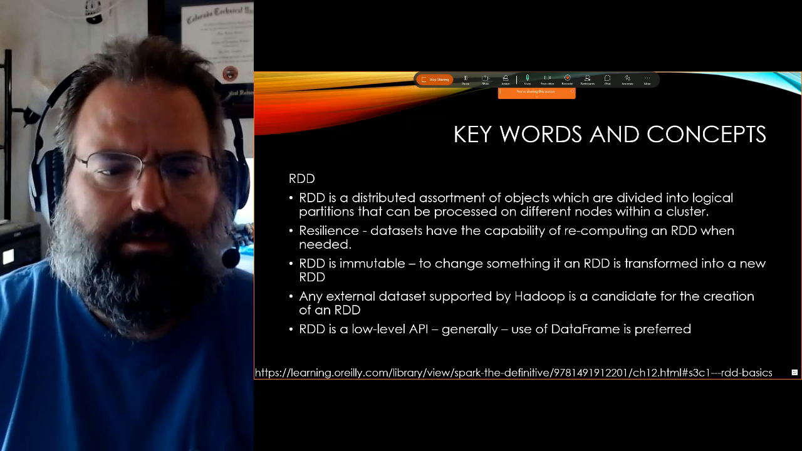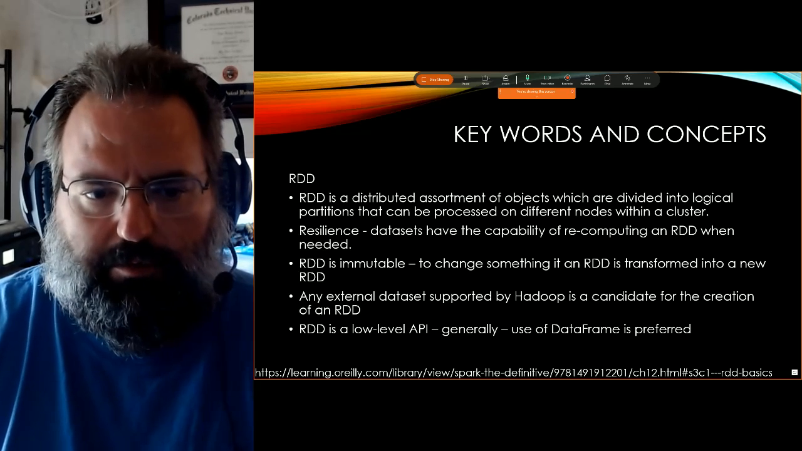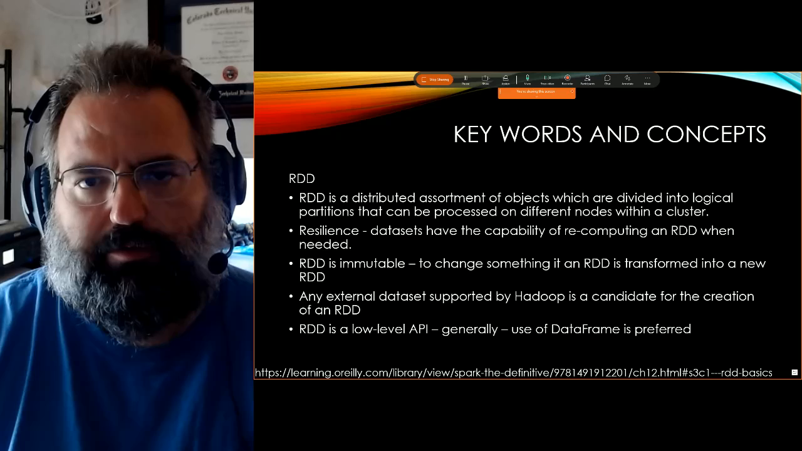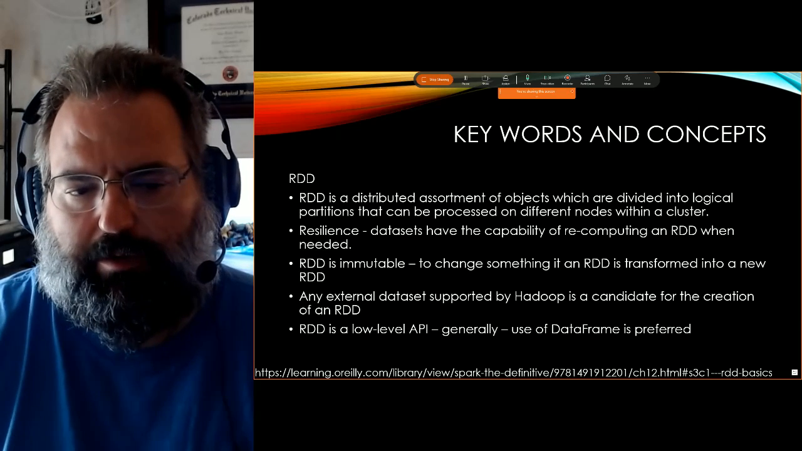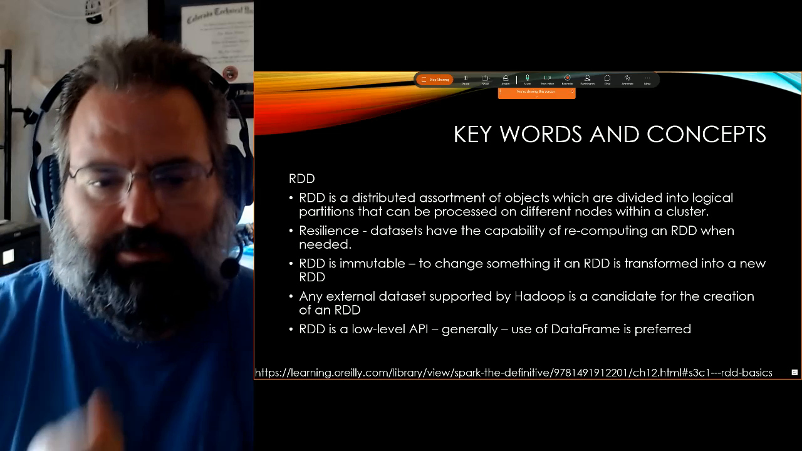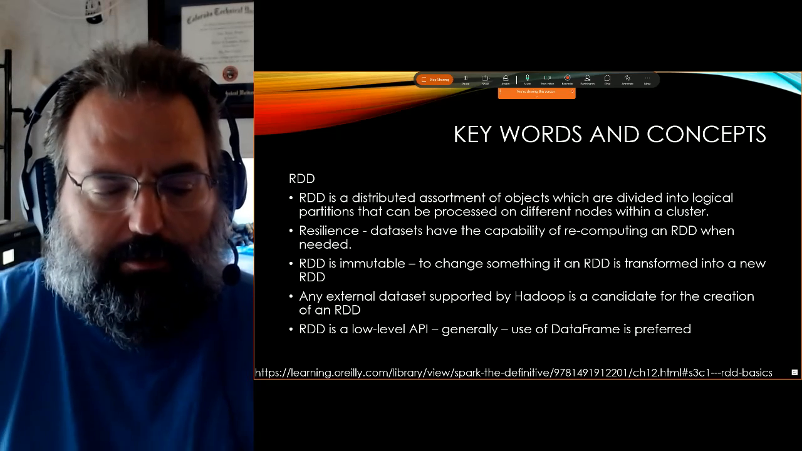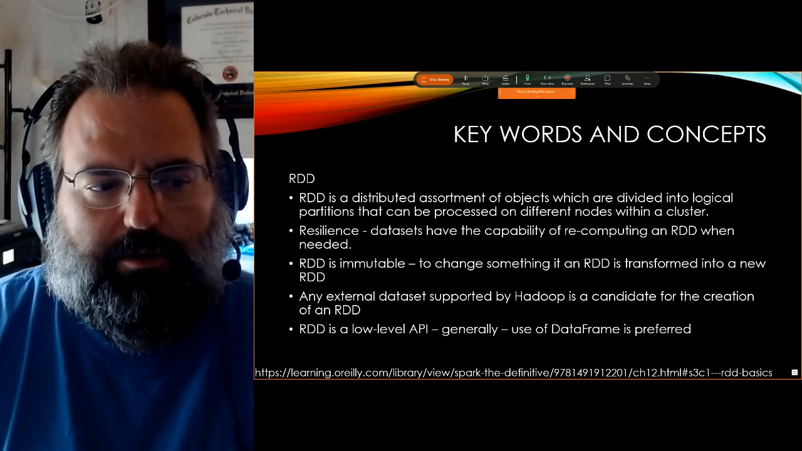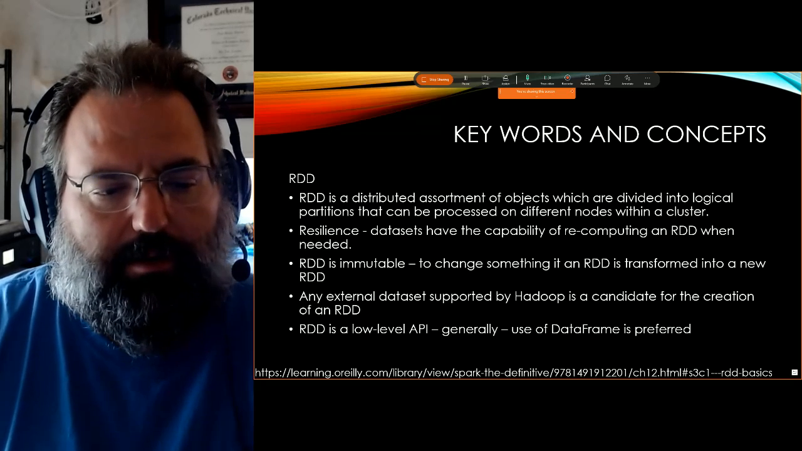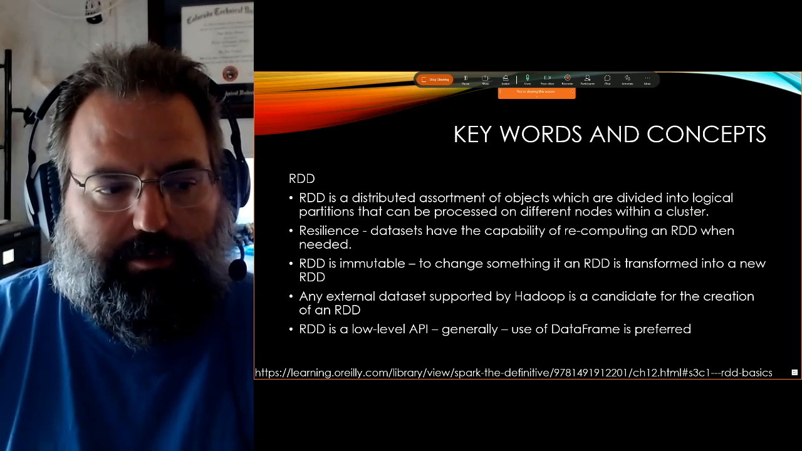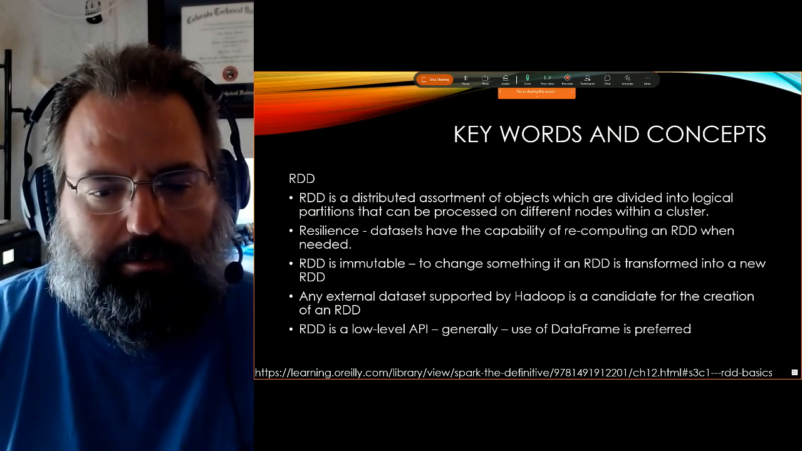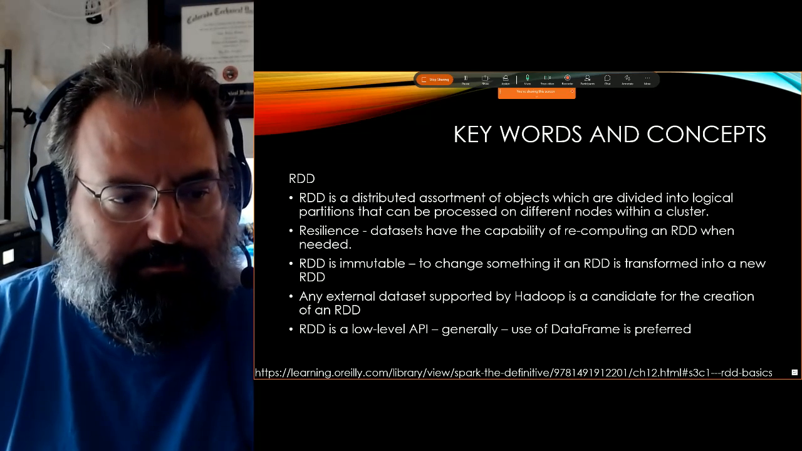RDDs are immutable in nature, which means you don't change them. You change through transformation. You take the output of one operation, applying it to an RDD, which produces another RDD, which is what you then use for future processing. So you don't make changes, you transform and output. And that makes the creation of a graph much simpler from an operations perspective.